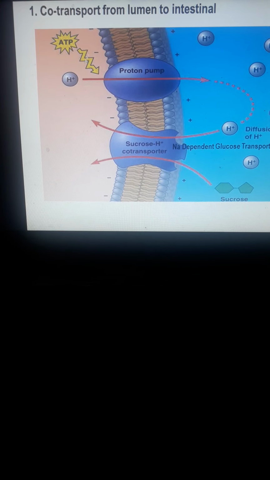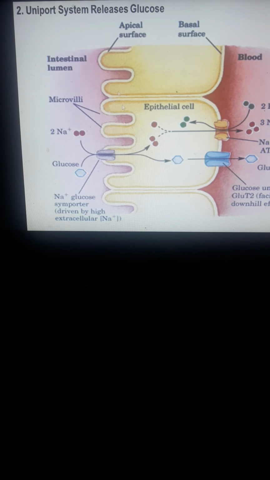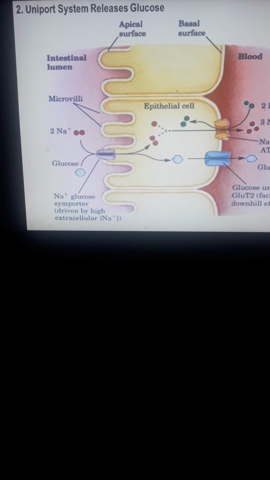So this is considered to be an active transport, wherein it pumps hydrogen ions with the aid of ATP, and then the hydrogen ion is also combined with the sucrose co-transporter, or the sodium glucose transporter 1. Okay, and then it will enter the cytoplasm. Okay, so the uniport system releases glucose, this one in the microvilli, this is the cells, or epithelial cells, found in the small intestine.